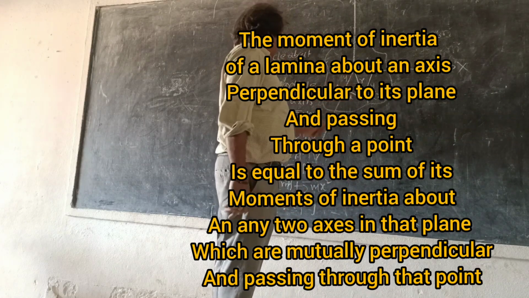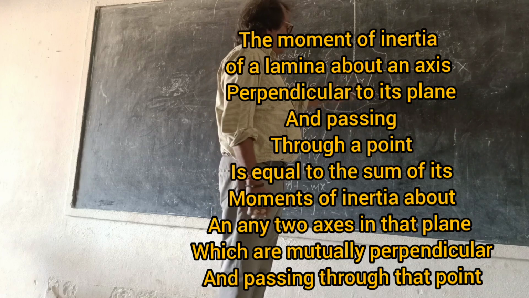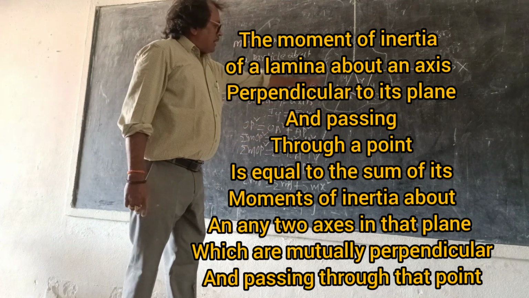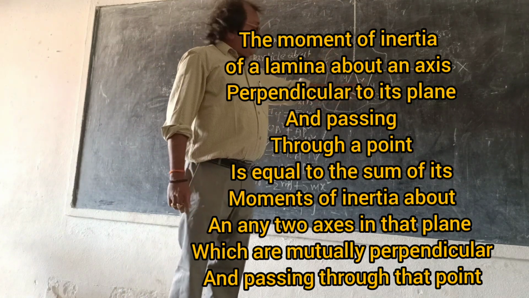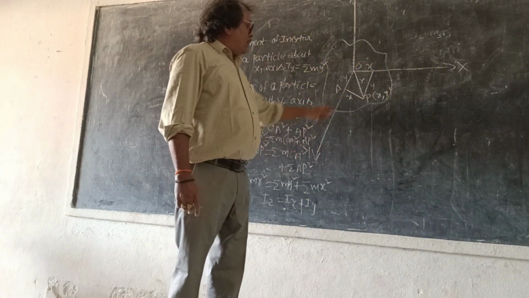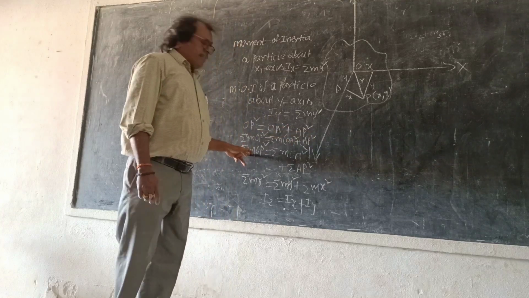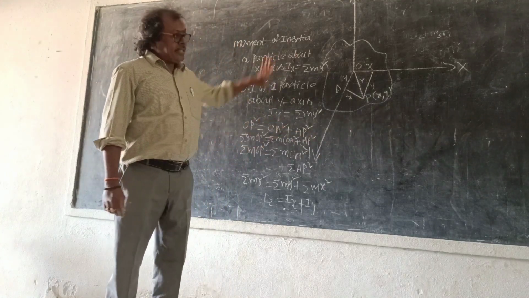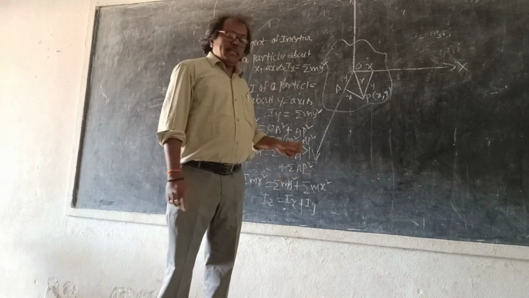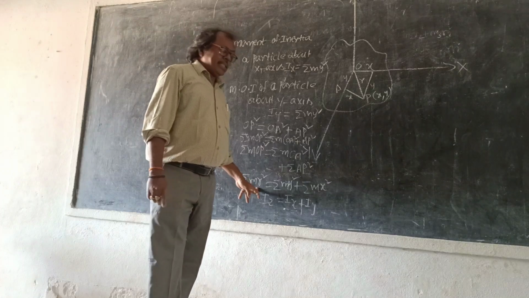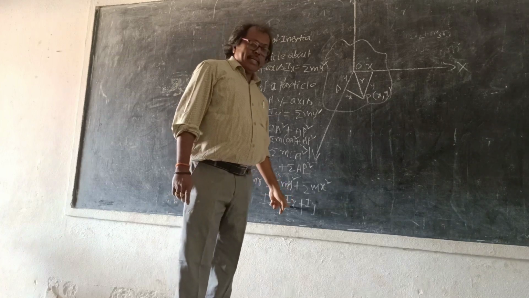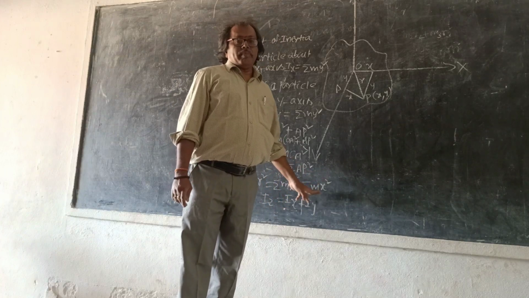Inertia of a lamina about an axis perpendicular to its plane and passing through a point is equal to the sum of the moments of inertia about any two axes in that plane which are mutually perpendicular and passing through that point. Here Iz is the moment of inertia about a perpendicular axis to the plane lamina, Ix is the moment of inertia about the x-axis, and Iy is the moment of inertia about the y-axis. Therefore, Iz is equal to Ix plus Iy. Ix and Iy are about two mutually perpendicular axes.